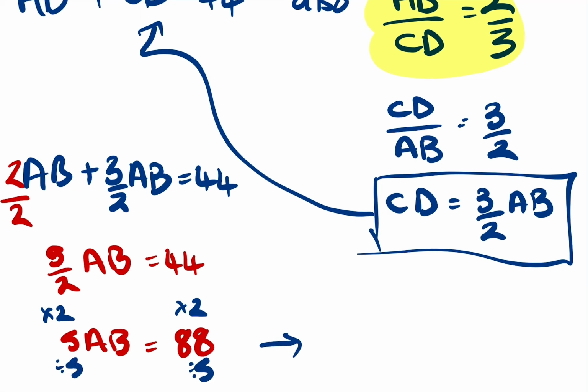I get that AB equals 88 divided by 5. If we divide by 10, it's 8.8. If we then multiply that by 2, that's going to be 17.6 centimetres.